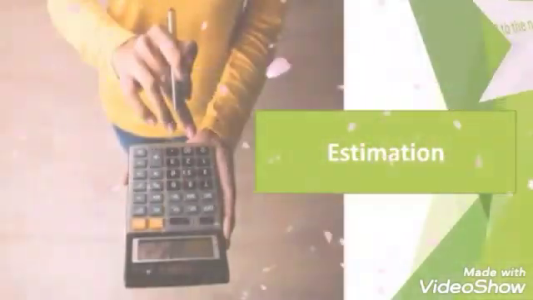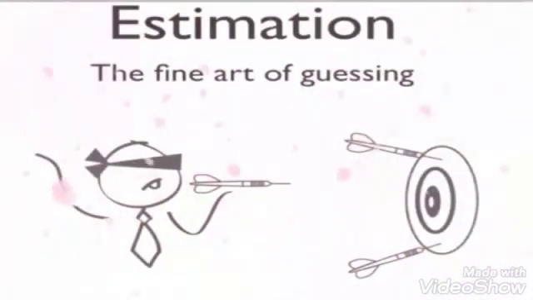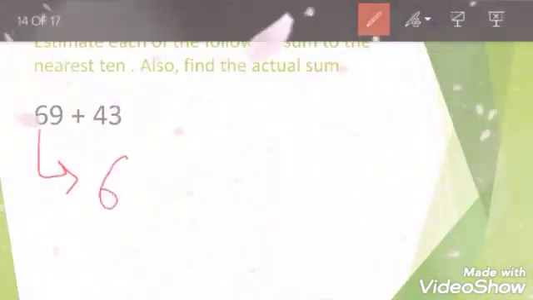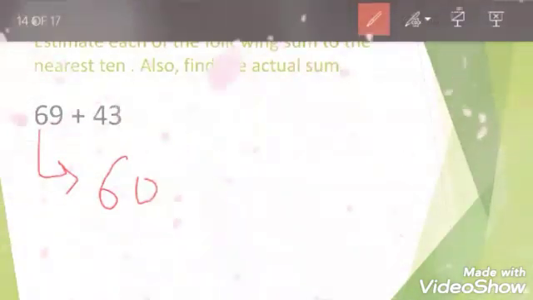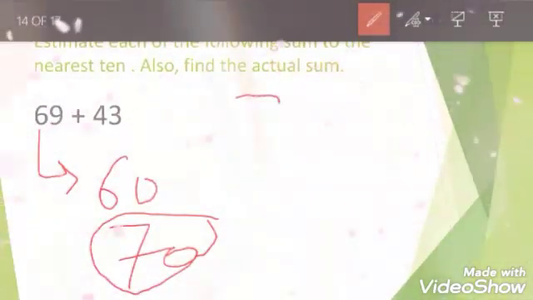Now let's study what estimation is. The simple meaning of estimation is the fine art of guessing. Let's understand with the help of an example. Estimate each of the following sums to the nearest 10. Also find the actual sum. First of all, let's understand the round off for 69. The nearest 10s for 69 are 60 and 70. Thus 69 is nearer to 70. So the nearest 10 for 69 will be 70.